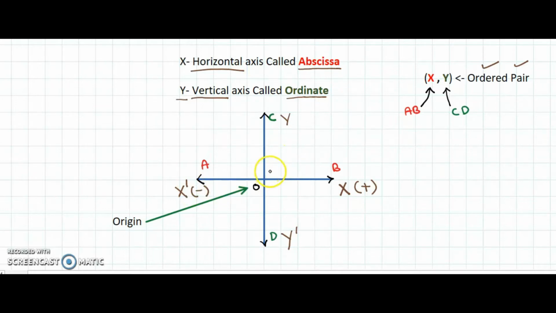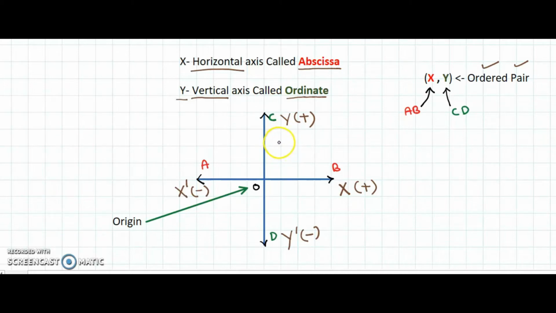If we talk about the vertical axis and the point C, that is y, above, we take OC with all the values as positive, whereas y dash, that is OD, we take all the values as negative. So this whole thing is divided into 4 quadrants. My dear students, please understand these 4 quadrants, and we count the quadrants anti-clockwise.